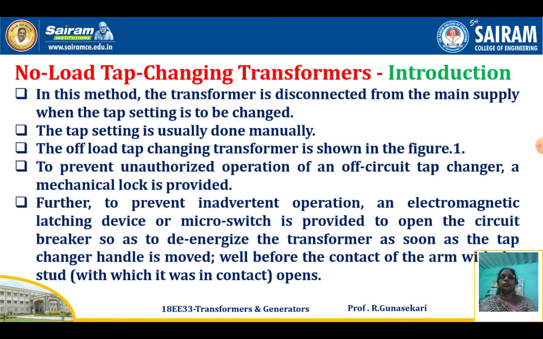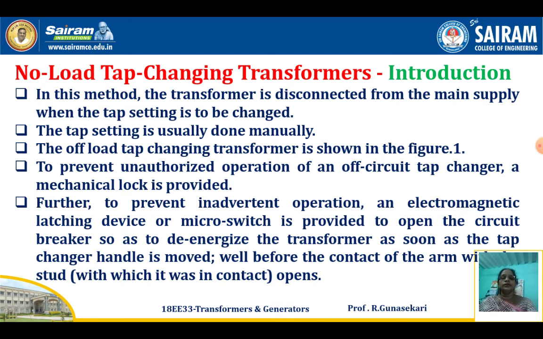Then introduction about no load tap changing transformers. In this method, the transformer is disconnected from the main supply when the tap setting is to be changed. The tap setting is usually done manually. The off-load tap changing transformer is shown in figure 1. To prevent unauthorized operation of an off-circuit tap changer, a mechanical lock is provided.